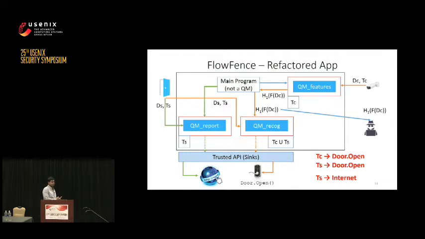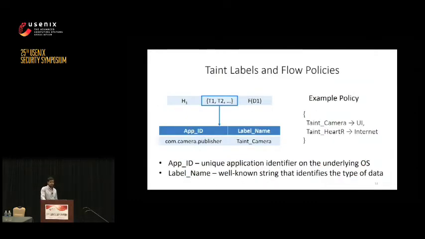So in this way, a developer can restructure his app to better respect the sensitivity of all of the IoT data it's working with, and in this way, we can create and isolate flows. So let me go into a little more detail on the design of these labels and the flow policies.